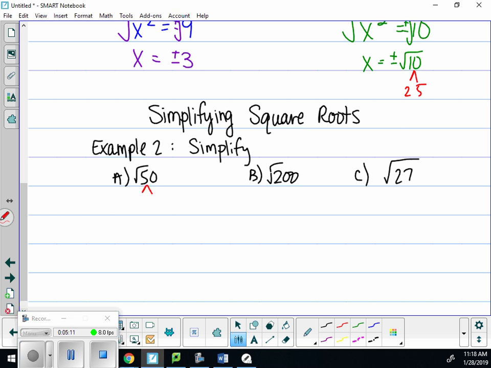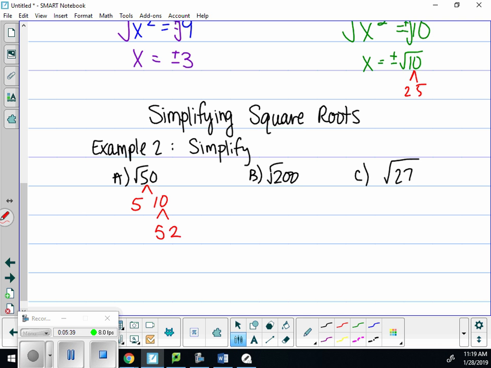I want you to do a factor tree. So give me two numbers that multiply to 50. 5 and 10. 5 is a prime number, so we don't have to worry about him anymore. 10 is not. What multiplies to 10? 5 and 2. So that is broken down all the way. That is the factor tree for 50.